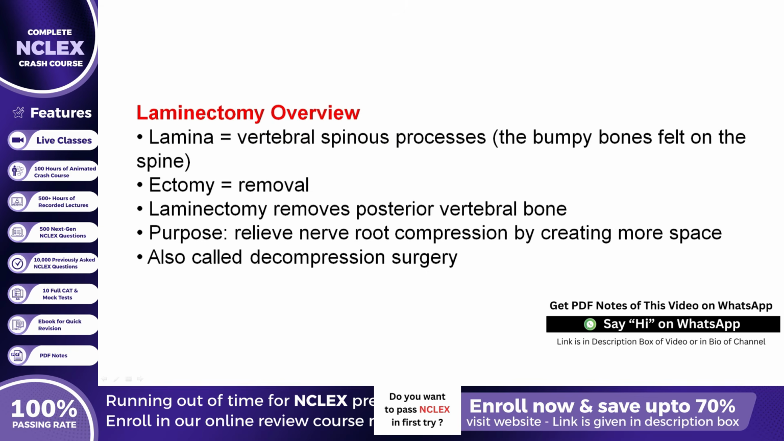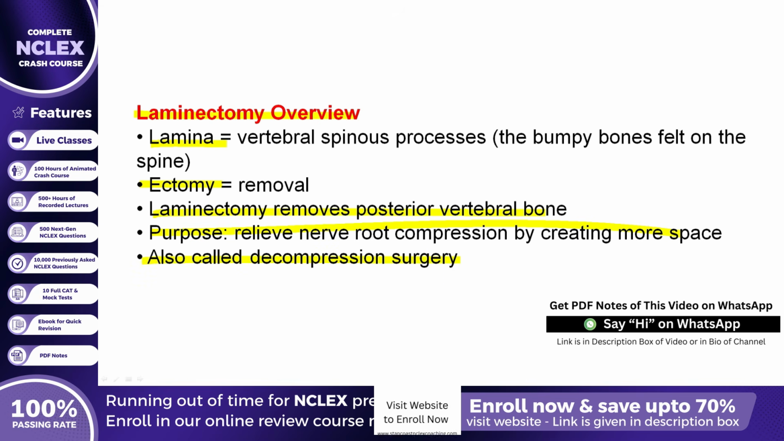And first, I want you to remember that the lamina refers to the vertebral spinous processes, which are the bumpy bones you can actually feel along the spine. Then we have the term ectomy, which simply means removal. So, when we talk about a laminectomy, we are referring to a procedure that removes the posterior vertebral bone. The purpose of this surgery is to relieve nerve root compression by creating more space within the spinal canal. Because of this decompression effect, the procedure is also called decompression surgery.